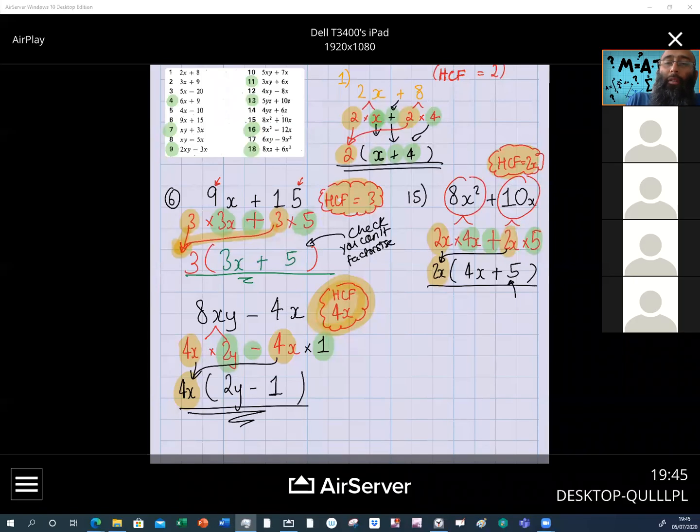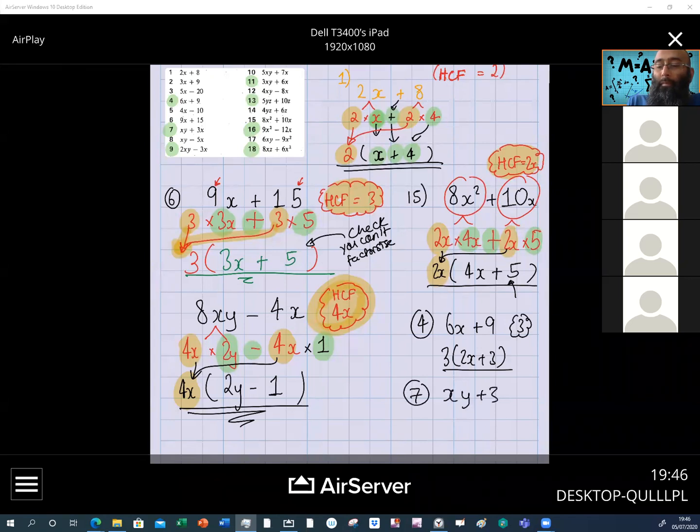So let me just quickly go through them then. We have number 4. We have 6x plus 9. Asadullah, come on. Smash out some answers for me, please. So the highest common factor is 3. And so it'll be 3 outside then. 2x plus 3.